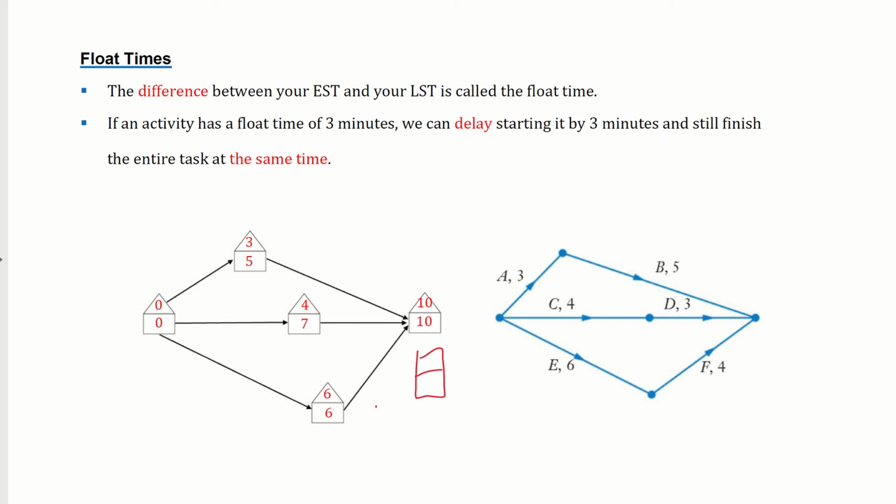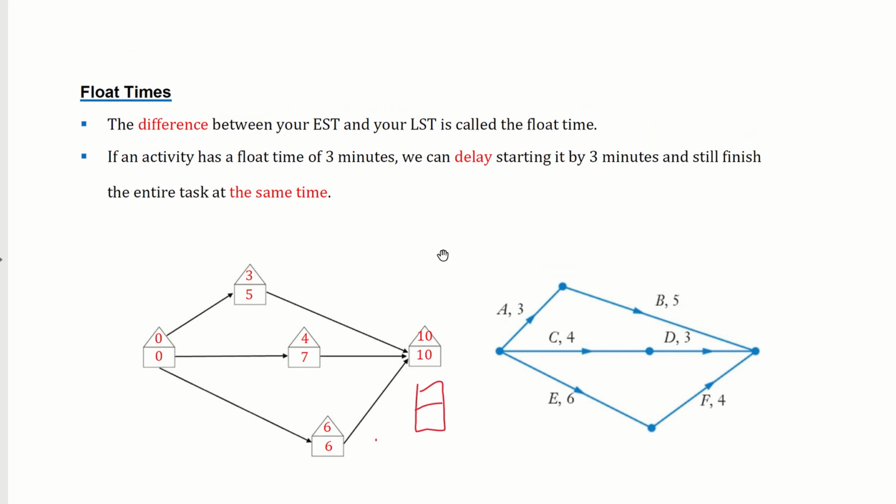So fill in the red words here, but let me talk through it while you do. The float time is basically the difference between an EST and an LST. There is a little bit more to it, but the idea is if something has a float time of 3 minutes, it means we can delay starting that activity and still finish the entire task at the same time. Otherwise, I just think you have 3 minutes to chill as well. So chill out for 3 minutes.